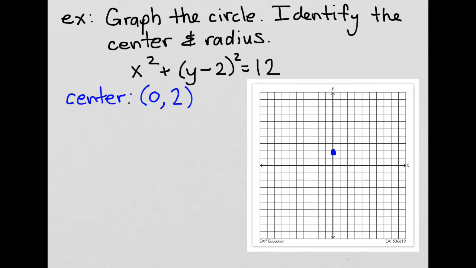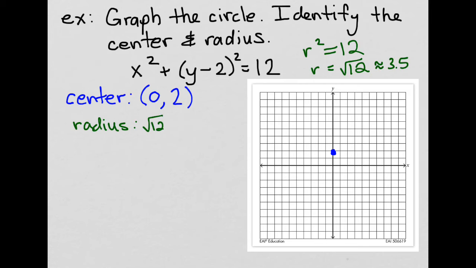And then let's find the radius. So if we look here, we know that r squared is equal to 12. So to find the radius, we need to take the square root of both sides. And when you use your calculator, the square root of 12 is about 3.5. So our radius would be the square root of 12, or about 3.5.